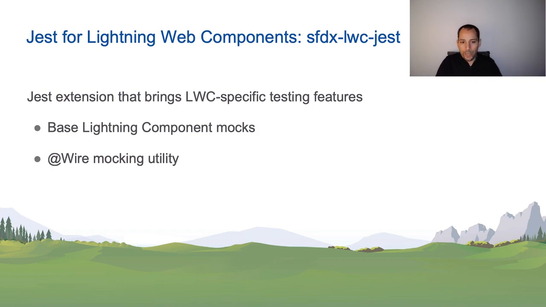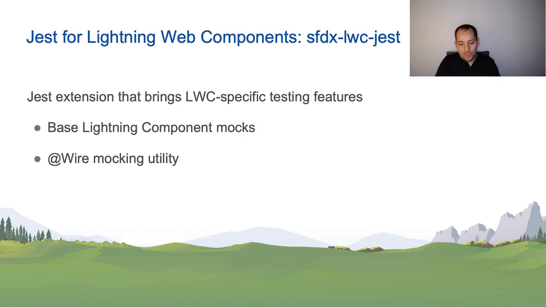For example, if you're calling Apex, well, in your test, you can't directly call Apex, but you can mock the return value of a wire, or you can also mock the return value of a promise. So this mocking utility is a very simple way to compensate for the lack of connection. And it's actually even more powerful because it allows you also to simulate errors in a very simple way.